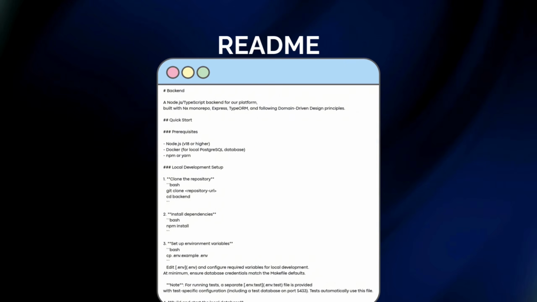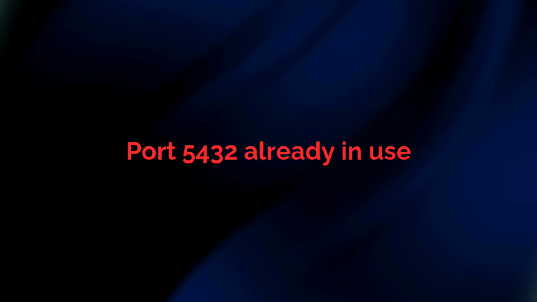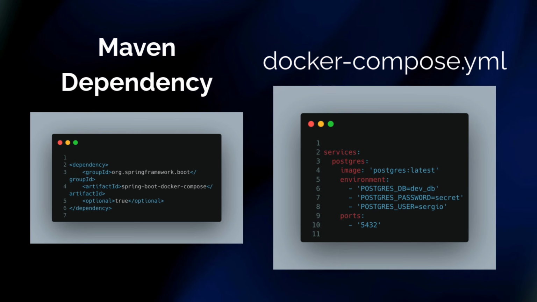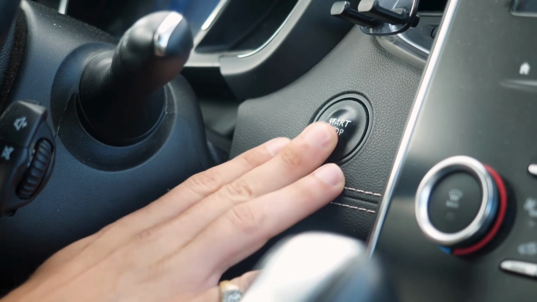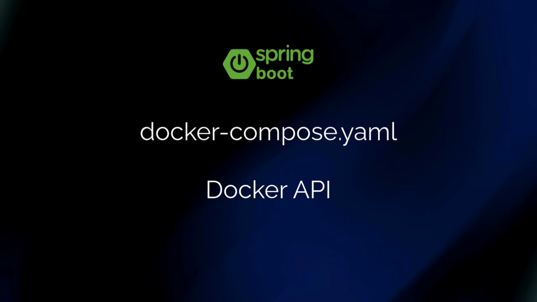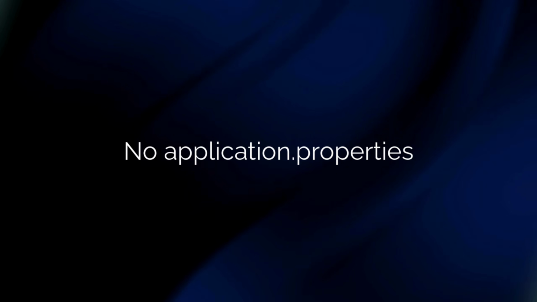The junior way: a separate README section for Docker, manual port mapping, and inevitable port 5432 already in use errors. The professional way: you just place a compose YAML in your root. When you hit run in your IDE, Spring Boot sees this file, calls the Docker API, finds a free port, and injects the connection properties automatically. No application properties database URL needed.